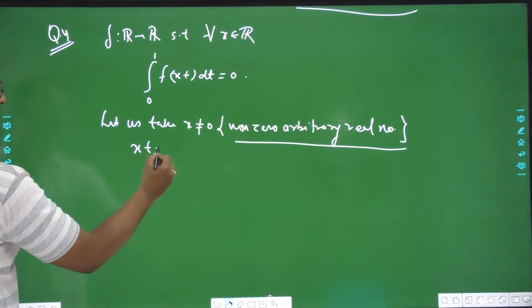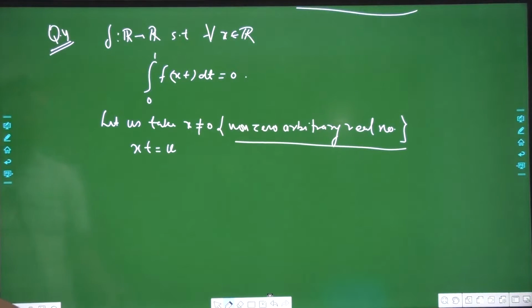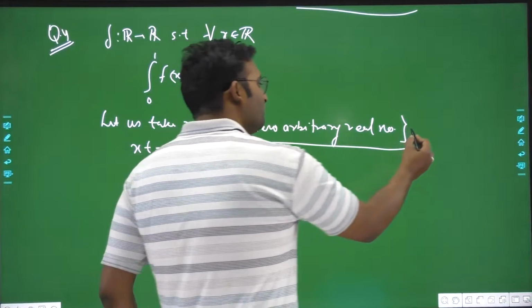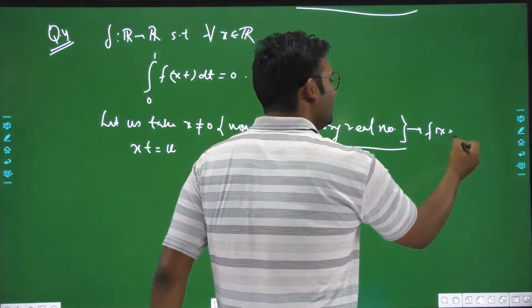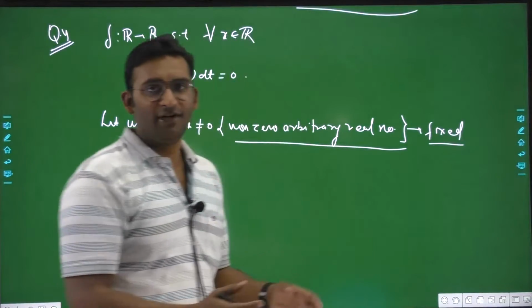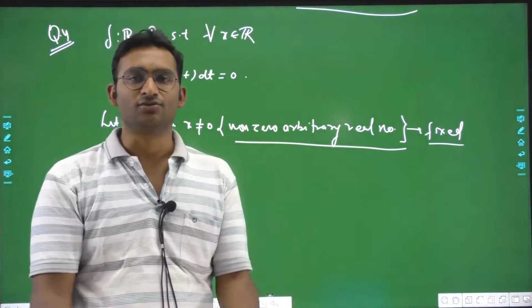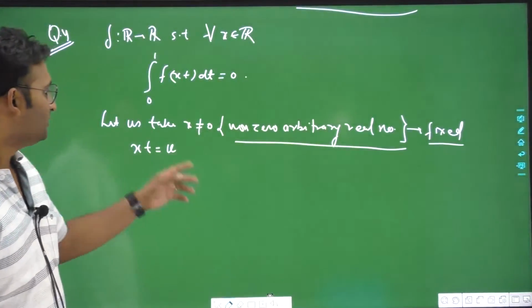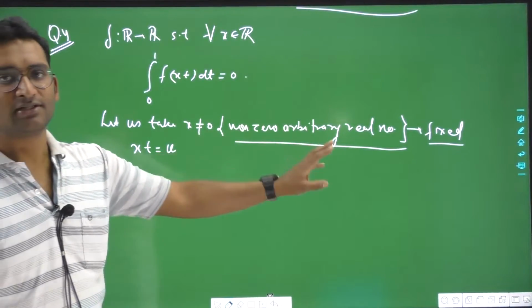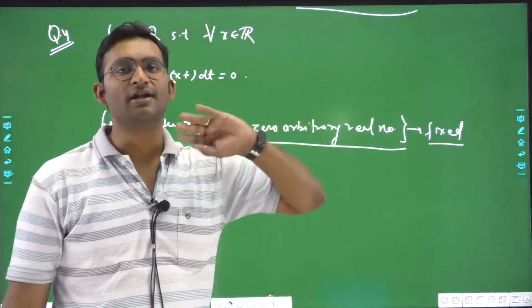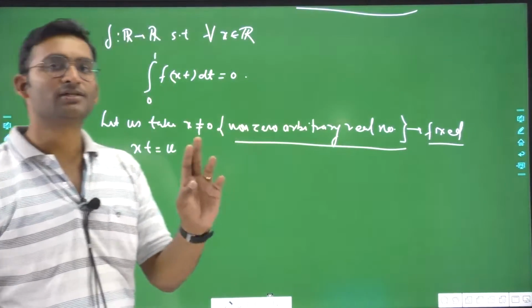That implies, let us assume that x is fixed. Initially we have fixed it. Now since it is arbitrary, if it is true for some particular x, then it is true for all x. This is how the logic will be. Since it is true for any arbitrary real number, initially fix it and then generalize it for all x. Okay, this is how it will be.